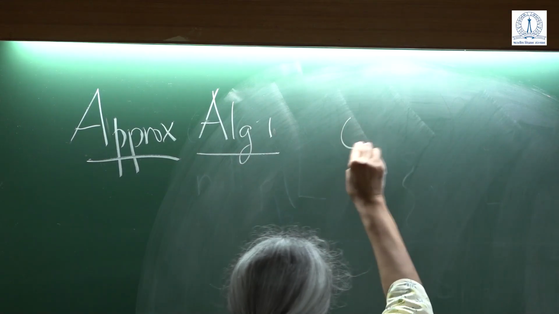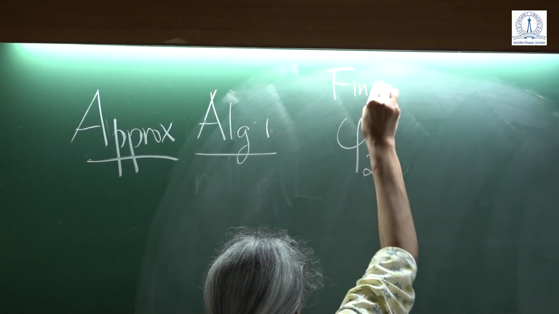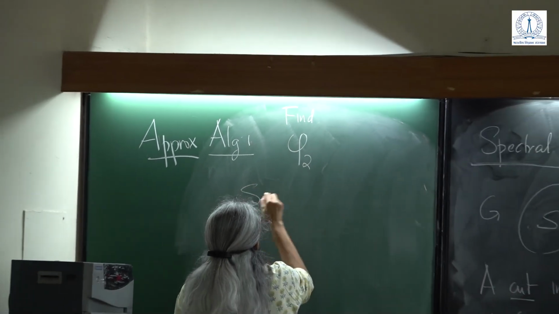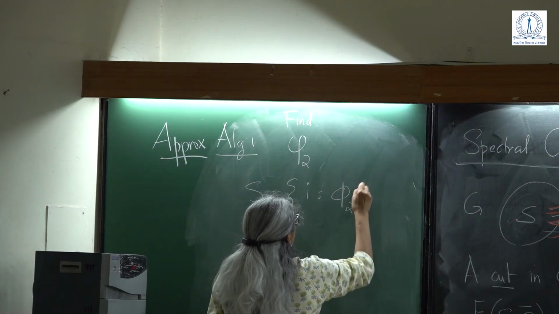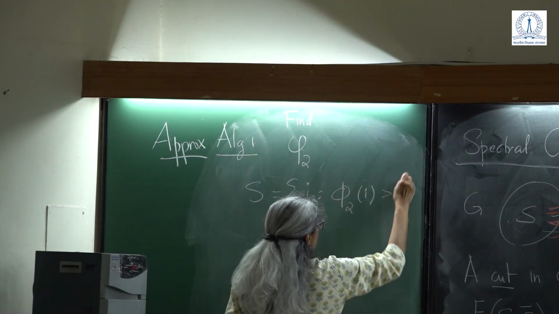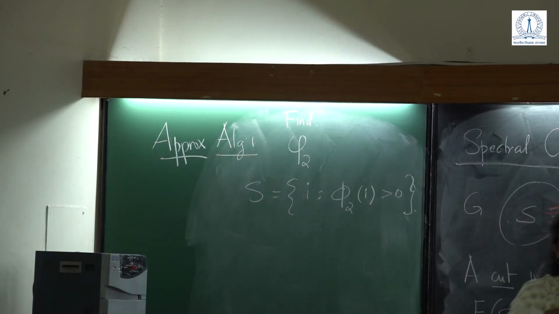So what you do is you compute phi2. So find phi2, and then let S be all the indices where phi2 of i is positive. This is the algorithm. So you look at the second eigenvector, look at all the places where it's positive, put all those indices into S, everything else is in S bar. Is that okay? This is what we just saw.